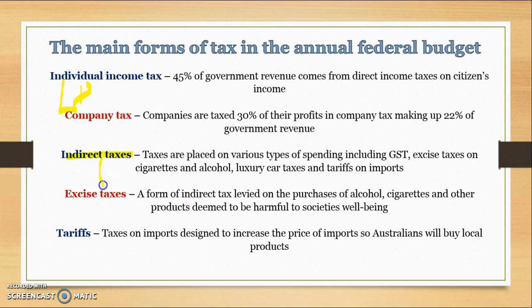So in terms of the main forms of indirect taxes, besides GST, we've got excise taxes. So excise taxes are an indirect tax, which means that they're a tax that you pay when you spend money, and they're on the purchases of alcohol and cigarettes that are deemed to be harmful for society. There's also excise taxes on petrol as well.